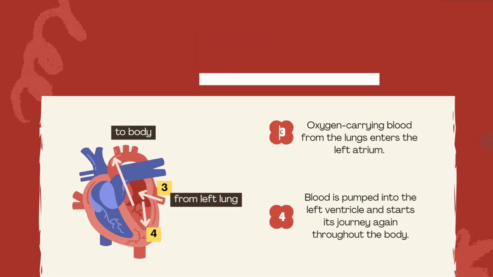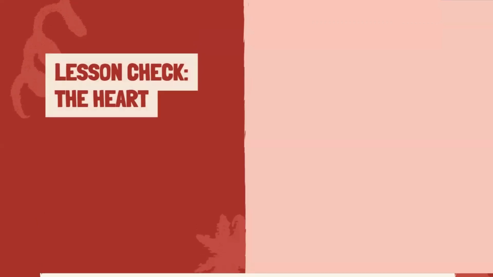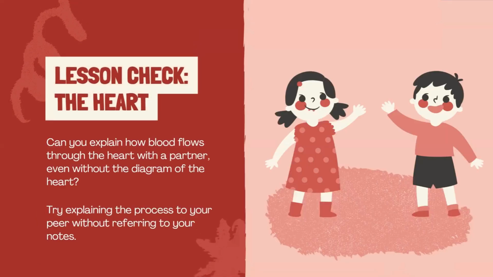Now, let's see if you were following. This is the heart. I would like us to quickly examine the content that we've covered so far. Can you explain how blood flows through the heart with a partner? Even without the diagram of the heart, are you able to? Try explaining the process to your peer without referring to your notes. No cheating, no opening books. Try to remember what we have looked at.